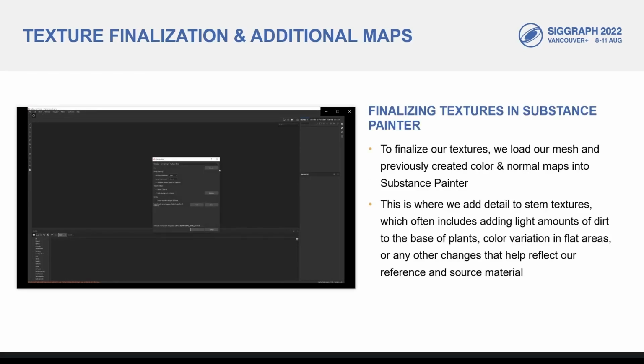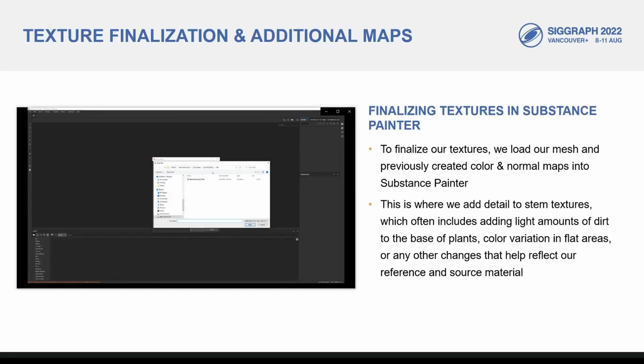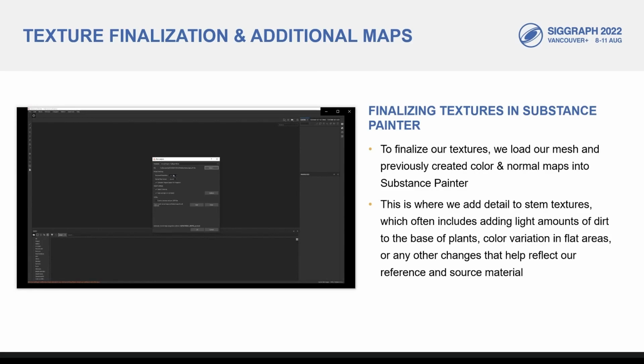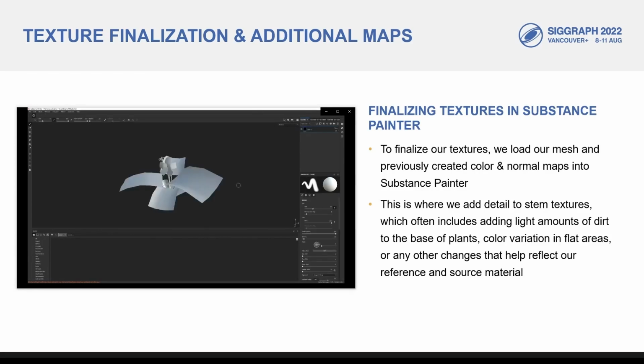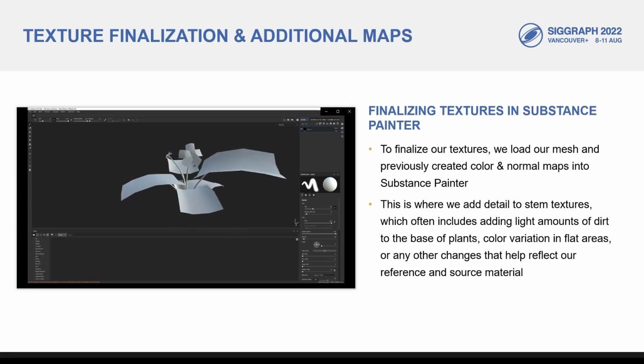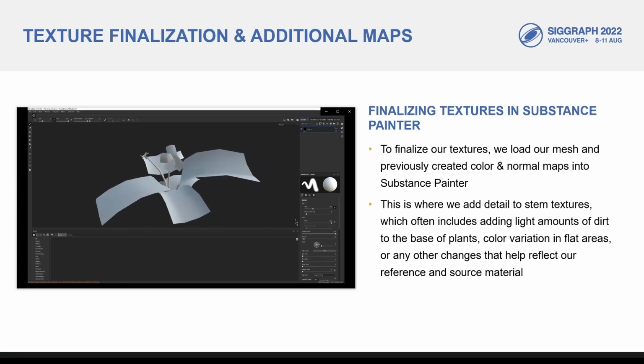Once we're happy with our color map from Photoshop and also the normal map that we've generated, we always take our models into Substance Painter to do a final pass, which includes just cleaning up some textures. It can also include creating textures for things like stems if we didn't have really useful source photos for those.